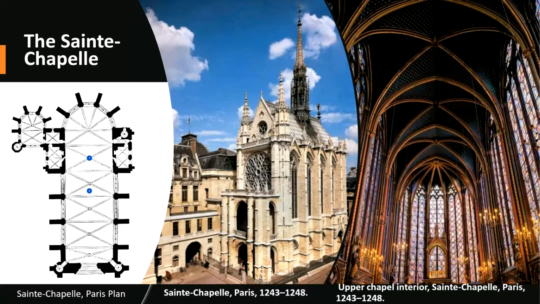Now we get into Sainte-Chapelle, and Sainte-Chapelle is really, really small. It was a palace chapel built for King Louis IX, and it was mostly to house relics that he had acquired from Constantinople.